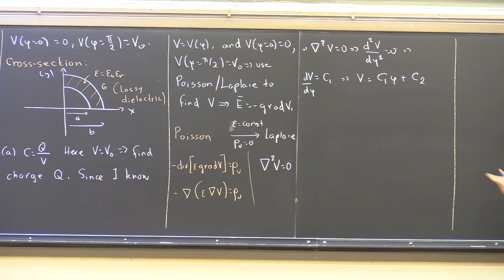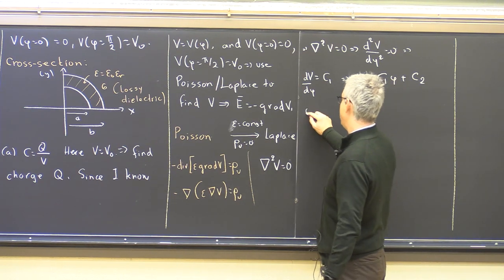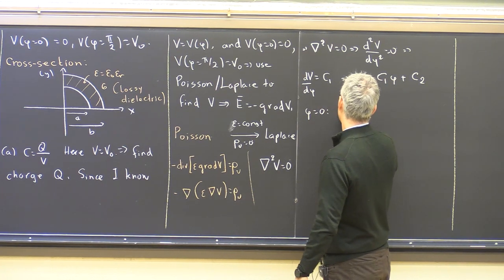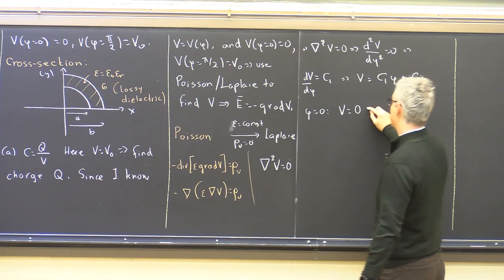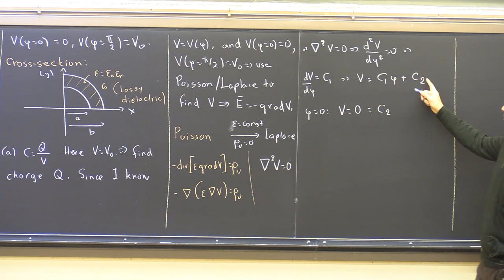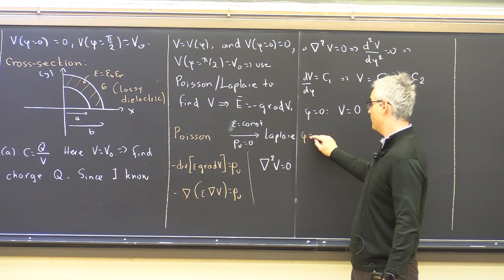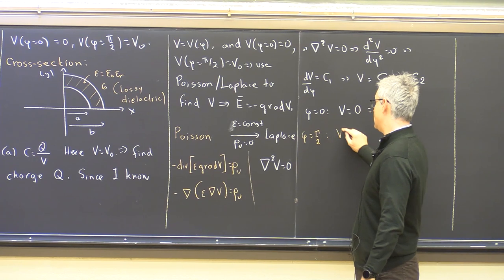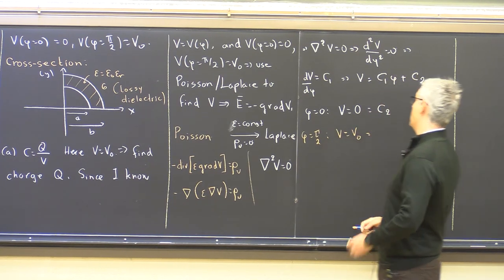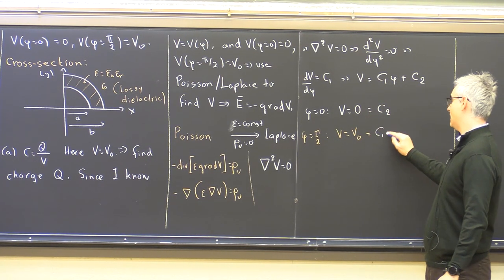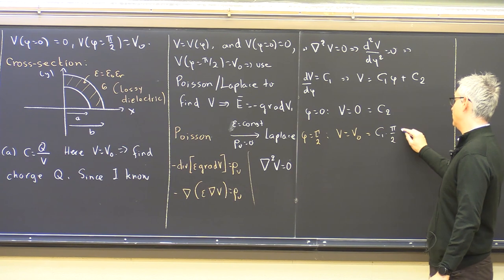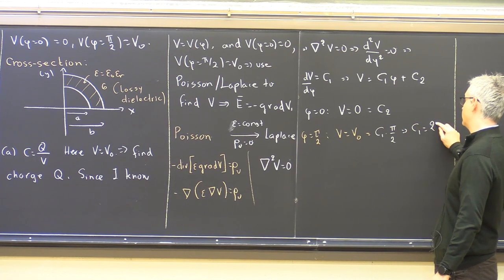And I have the boundary conditions. At phi equals 0, V has to be 0. But at phi equals 0, V is equal to the second constant. So the second constant is equal to 0. At phi equal pi over 2, the voltage is equal to V0. So C1 times pi over 2 should be equal to V0. So C1 is 2V0 over pi.